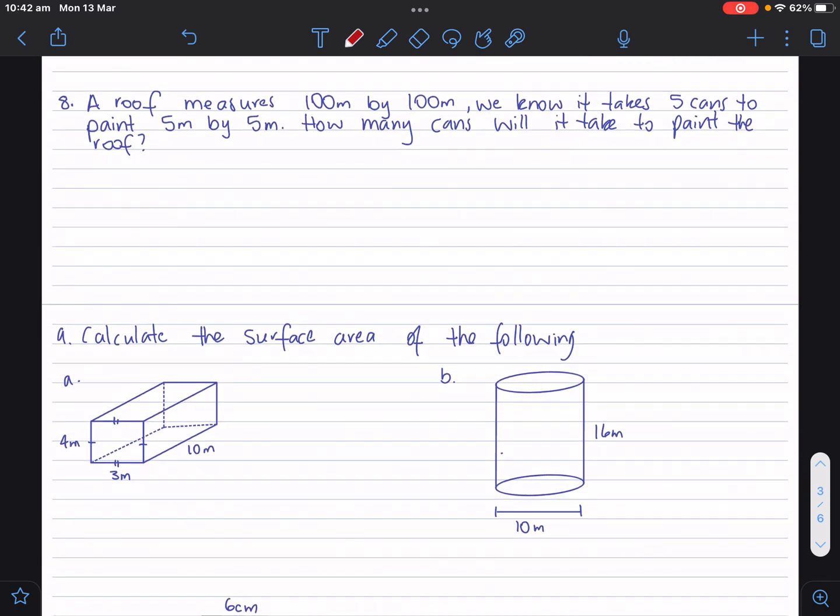Question 8. A roof measures 100 by 100 meters. We know it takes 5 cans to paint 5 by 5. How many cans will it take to paint the roof? So let's do the area of the roof. The roof's area is going to be 100 times 100, which is 10,000.